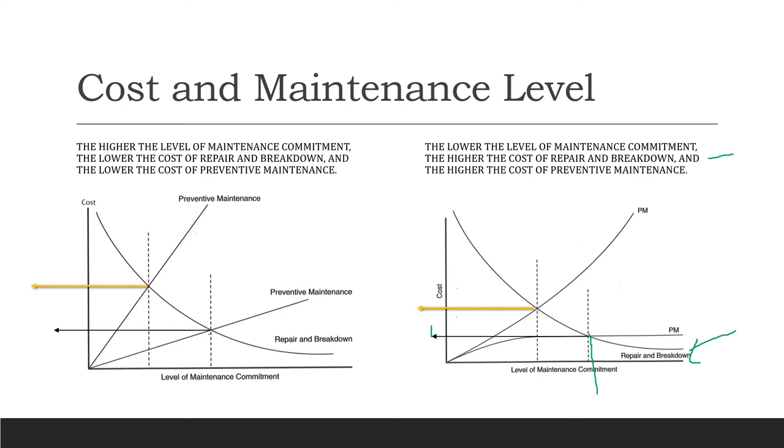Now I'll take a look at PM. PM is nothing but the preventive maintenance, okay? For PM, the same thing, this line right there and that line here. The higher the level of commitment, the lower the cost of PM. The lower the level of maintenance commitment, the higher the cost of preventive maintenance. I think you get it. It's the same thing. This will take you about 5 minutes to get. And this is going to be in your midterm, so make sure you get it correct. I might ask you to draw, or I might ask you to fill in.